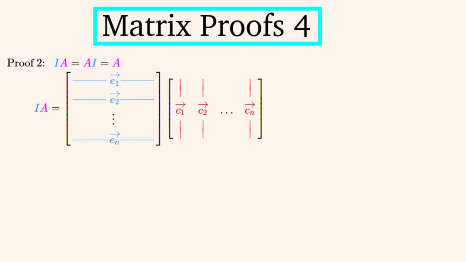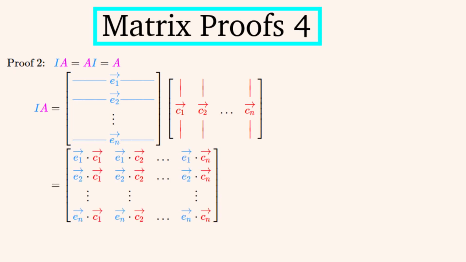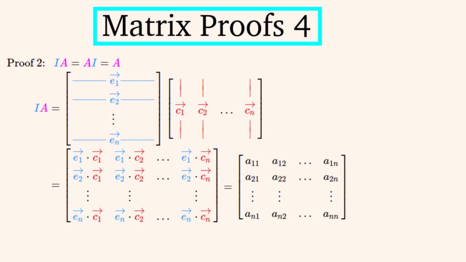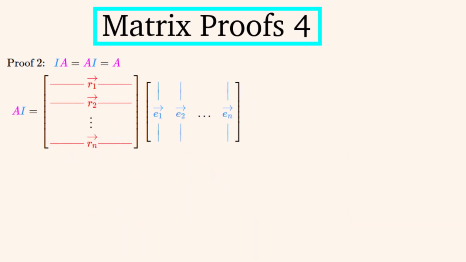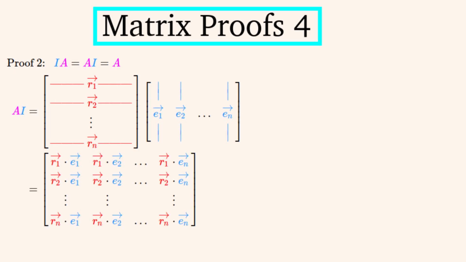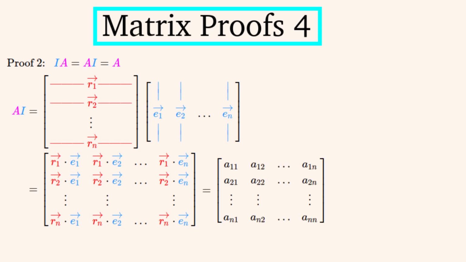We'll rewrite it in line vector notation. Multiplying these matrices together gives us this array of dot products, which will give us a matrix with these entries. And this so happens to be the matrix A. Now to show it's true for AI this time, we'll get these matrices in line vector notation. Then we'll get this matrix of dot products, which will give us a matrix with these entries, which will give us the matrix A.